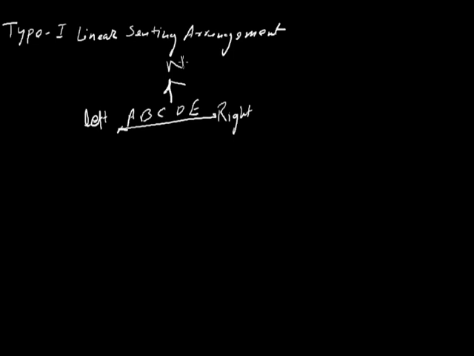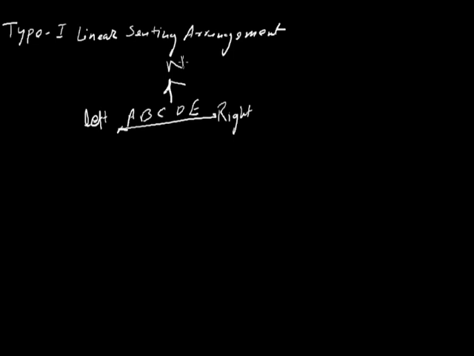The first example: some statements are given. Q is to the immediate right of T. The next statement is, S is exactly between P and T. And the last statement is, Q is exactly between T and R. So three statements are given, and five persons are there, P, Q, R, S and T, and we have to arrange these persons according to the given statements. I'm repeating the statements. The first statement is, Q is to the immediate right of T, S is exactly between P and T, and Q is exactly between T and R.